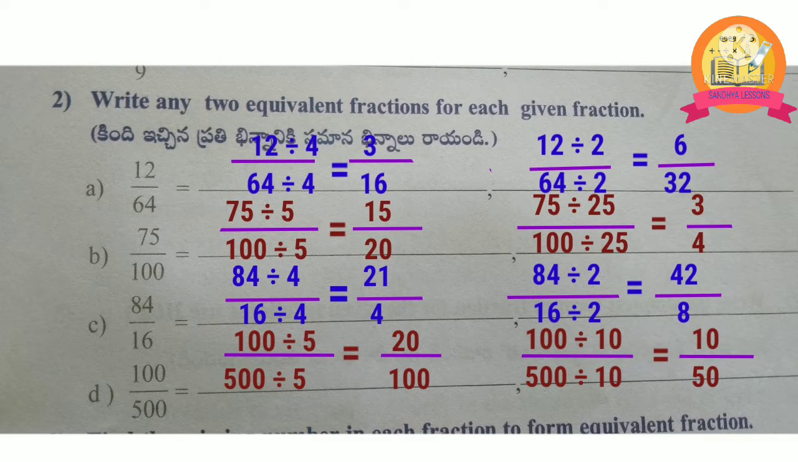Equivalent fractions for the second one, 75 by 100. By dividing numerator and denominator by 5 we get 15 by 20. By dividing numerator and denominator with 25 we get 3 by 4.